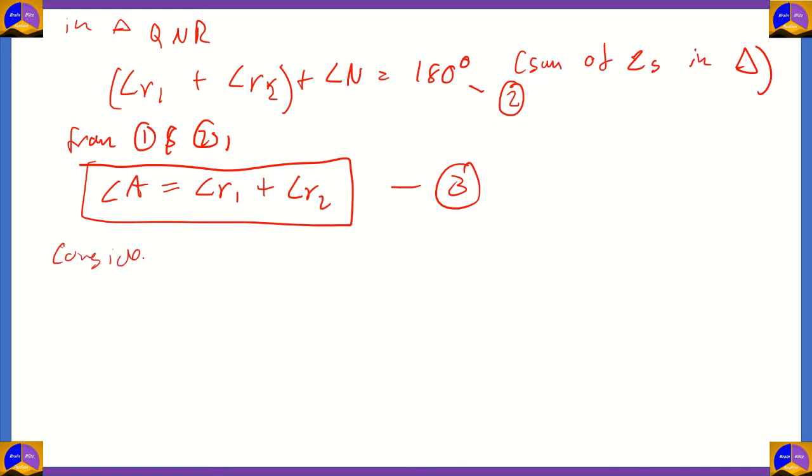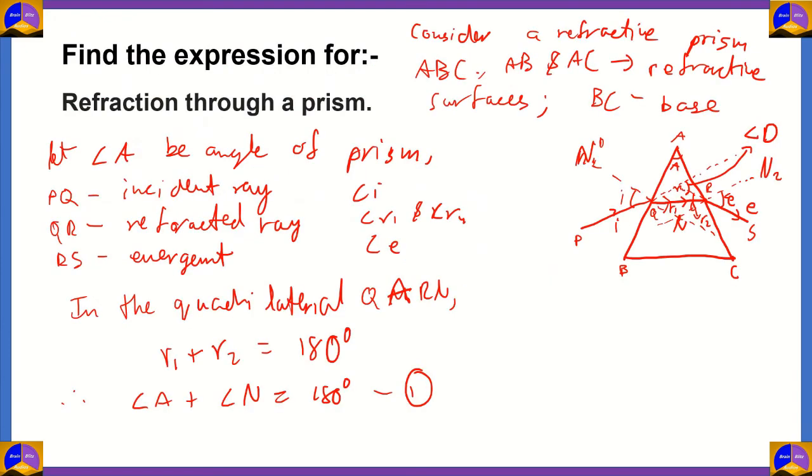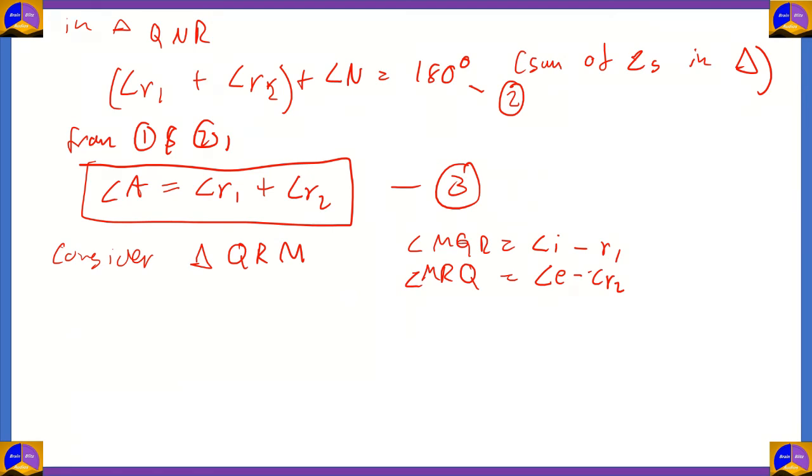Now next we consider triangle QRM. In triangle QRM, angle MQR equals angle I minus R1, and angle MRQ gives you angle E minus angle R2. M here refers to the point where the incident ray and emergent ray meet. So the angles are the difference between the angle of incidence and the angle of refraction, and the angle of emergence and the angle of refraction. So that's what we wrote. Vertically opposite angles give you the same.